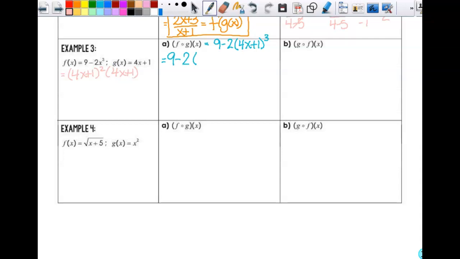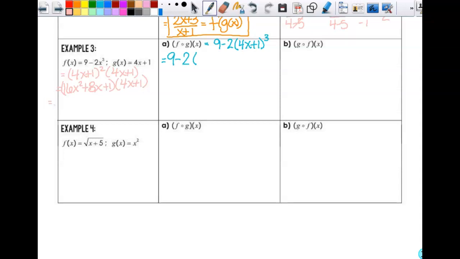So we know how to square a binomial. It's not by distributing the square. We start by squaring the first term, 16x squared, multiplying these two together and doubling it, plus 8x, squaring the 1. Then I still have to multiply that by 4x plus 1.